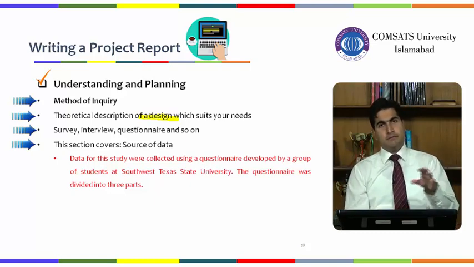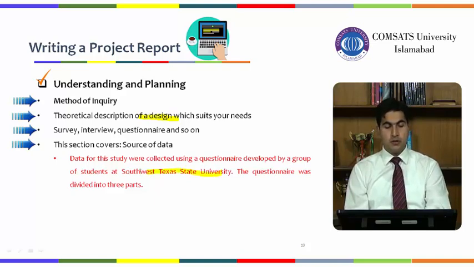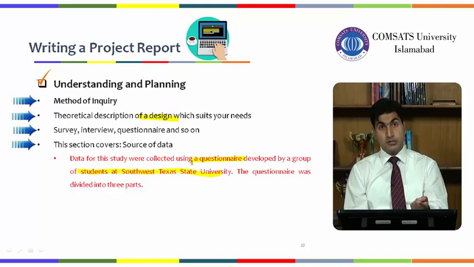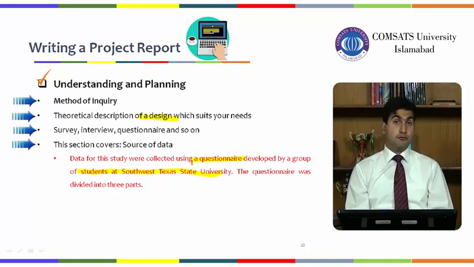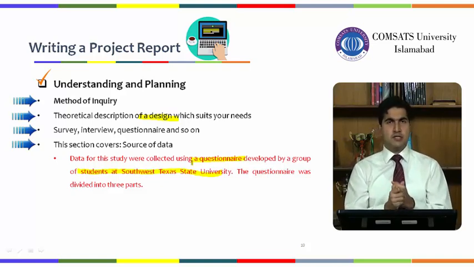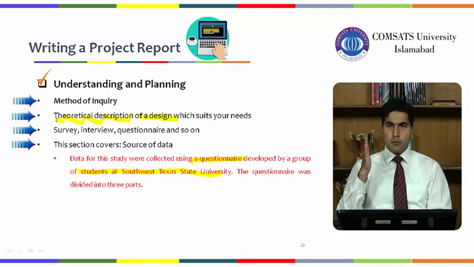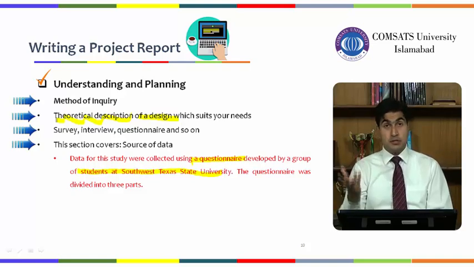Now look once again at an example from the sample, to make you realize the way you have to write it for yourself. The data for this study were collected using a questionnaire developed by a group of students at Southwest Texas State University. So basically it was a questionnaire developed by students. The questionnaire was divided into 3 parts. You have to provide a description of that questionnaire within this methodology section, because it's all about the theoretical description. Within this case, it covers certain qualities: productivity, performance, presentation skills, and communication skills.